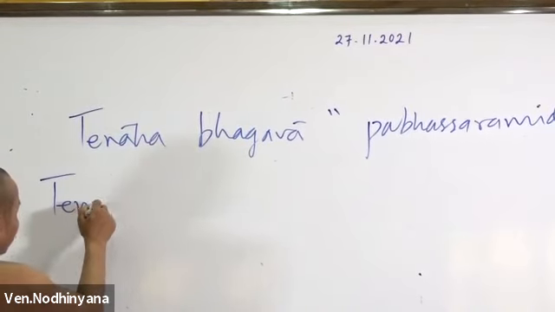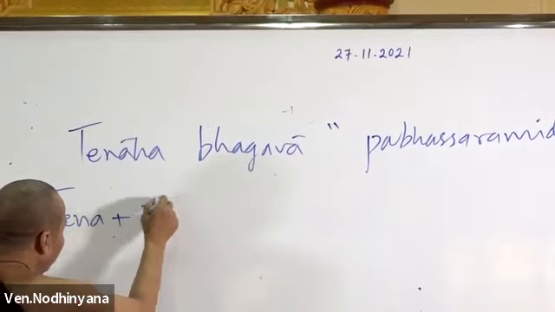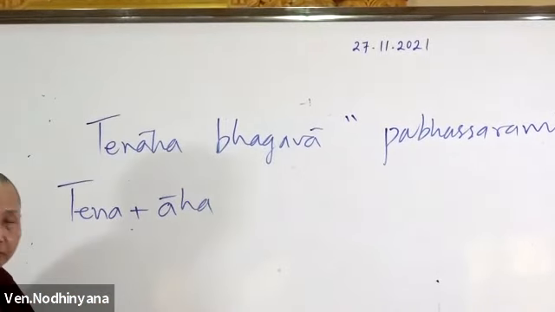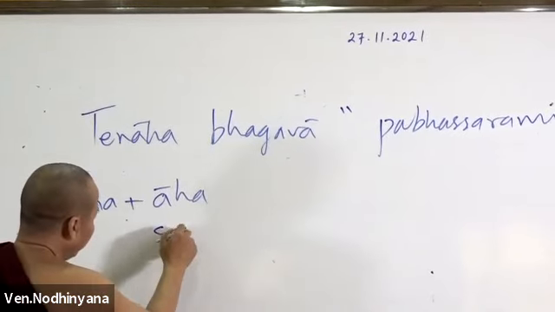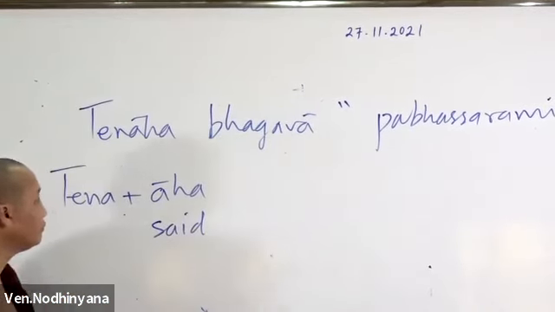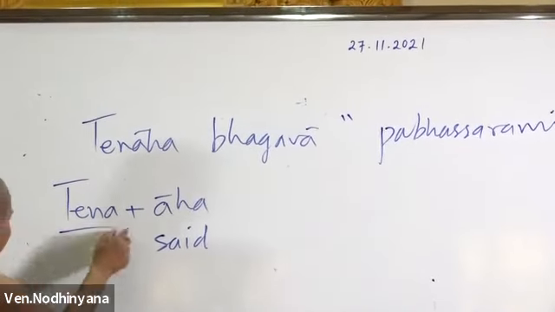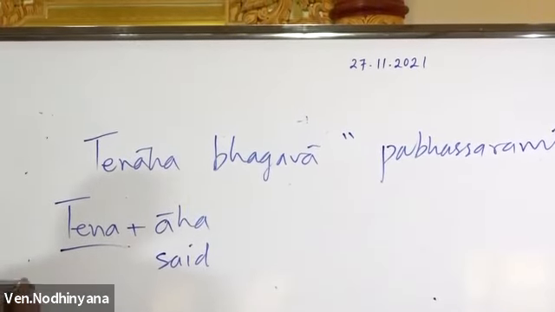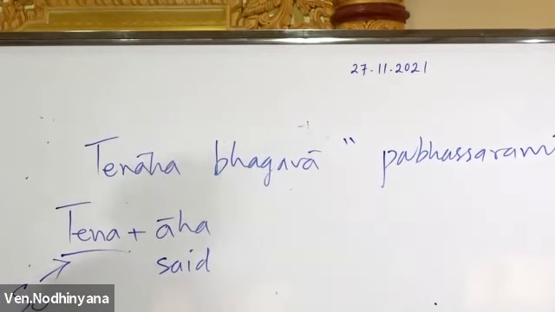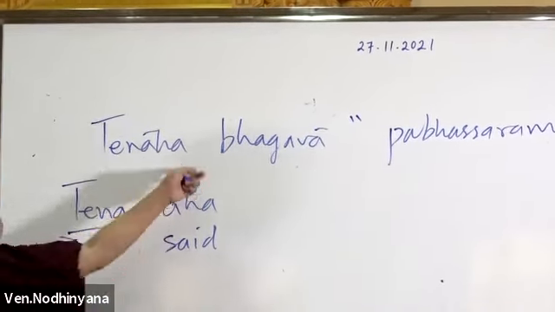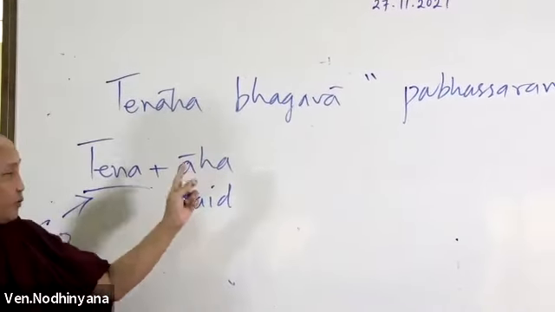We have already seen such a sentence, though it is not completely the same. Tena āha. Āha means said. Tena, therefore, or so. The subject of āha is Bhagavā. So therefore, the Blessed One said.